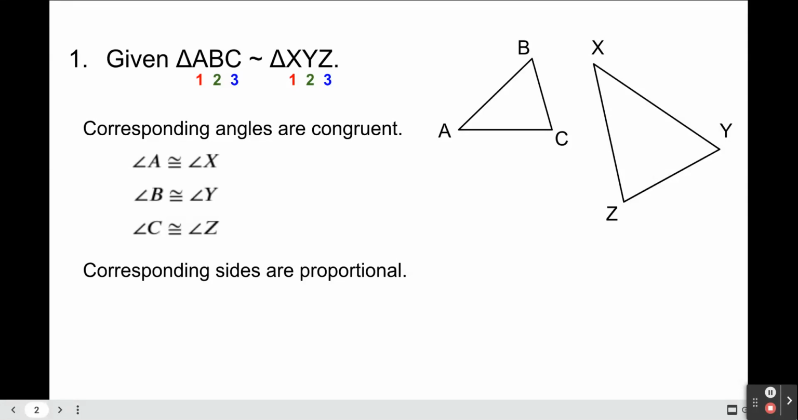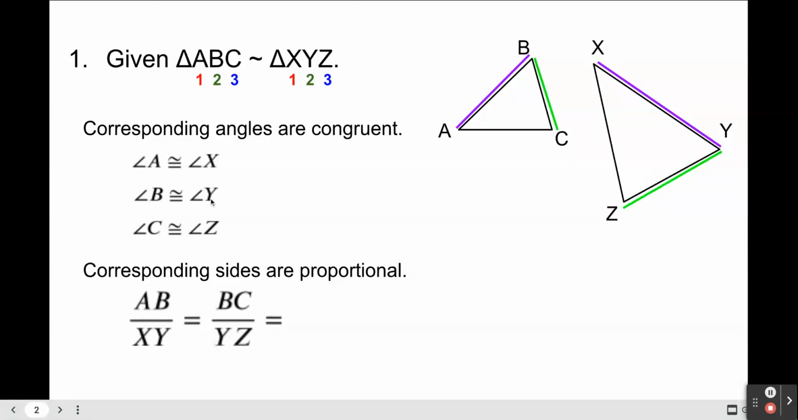Also, the corresponding sides are going to be proportional. So pick any side in the first triangle. I start with AB. So that's the first, second letter. It's going to correspond to the first and second letter in the next figure, so XY. That ratio is going to equal the ratio of the next pair of sides. So BC with YZ. So BC corresponds with YZ. Again, using that similarity statement to know what corresponds.